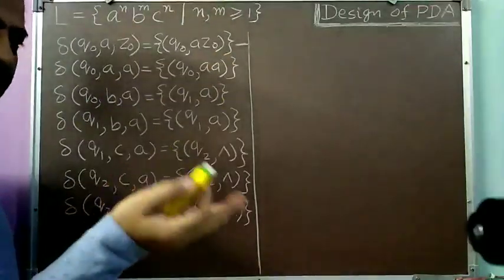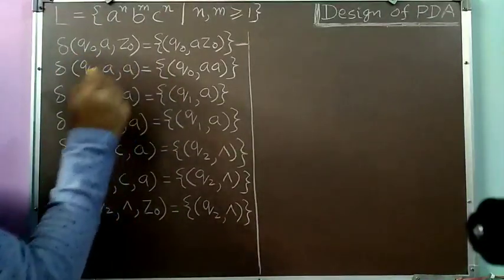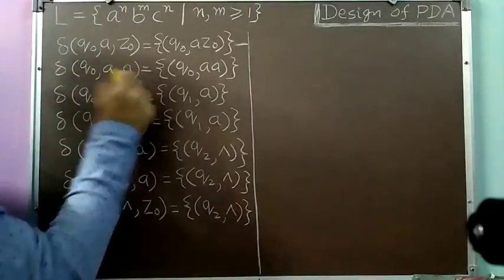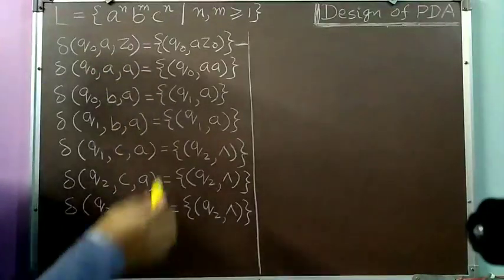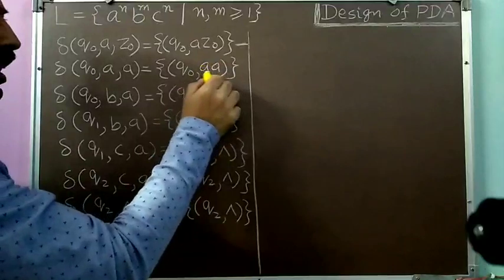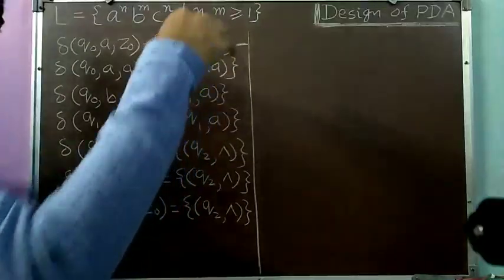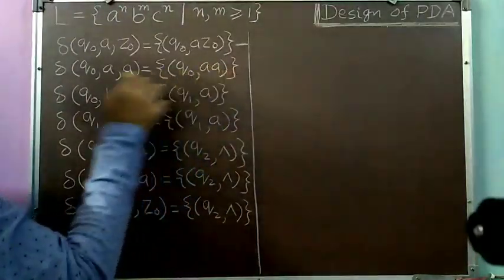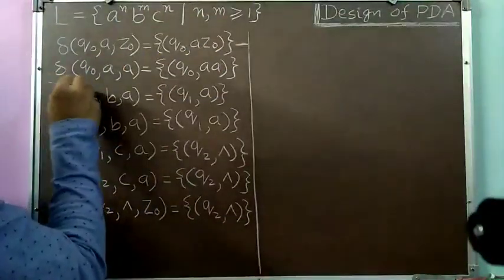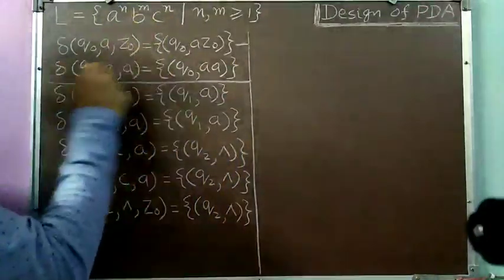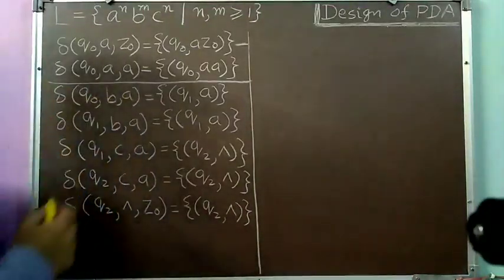Now we have A on the top of the push-down store. If we get a further A, the situation will be (Q0, A, A). We are receiving A from the input, and A is also present on the top of the push-down store. So this A in the input also has to be pushed, and that's why we have written AA. We will not change the state because we are performing the same operation, and we will push this A also on the push-down store. By using this second transition multiple times, we will push all the A's. Then we will start receiving B's.